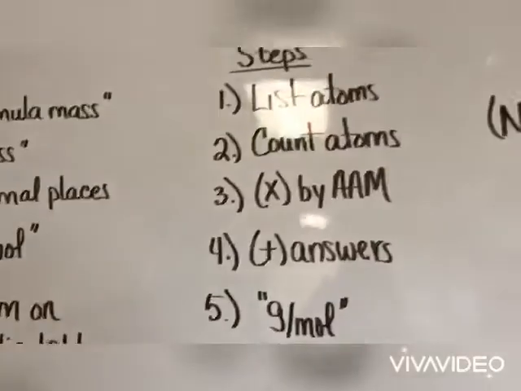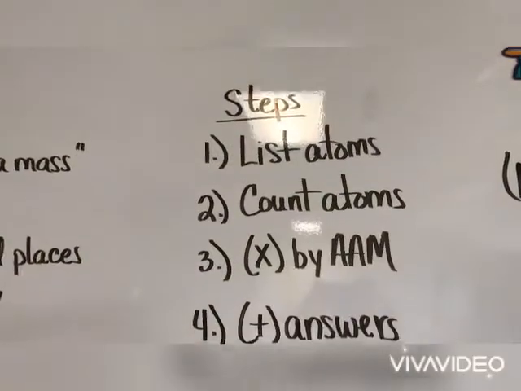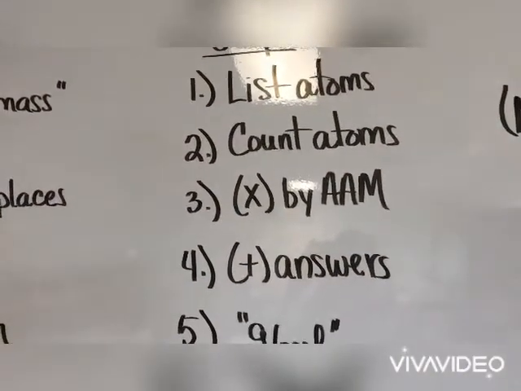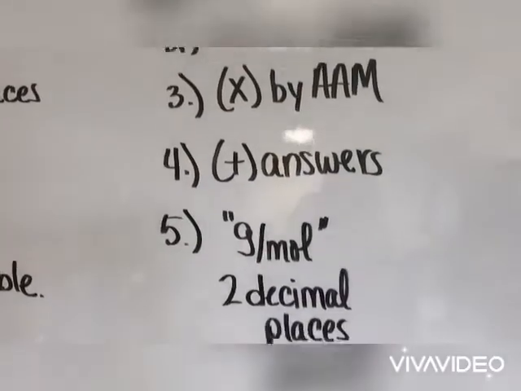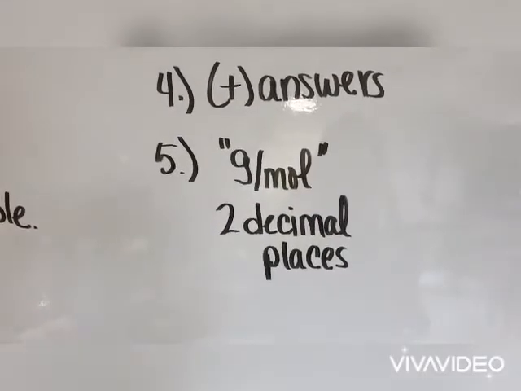Now the steps that we're going to use. First, you're going to list the atoms, then you count them, multiply by the average atomic mass, 2 decimal places. You're going to add those answers together, and then you simply add the gram per mole and double check those decimals.